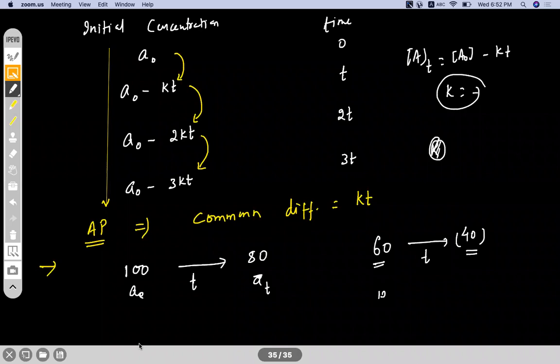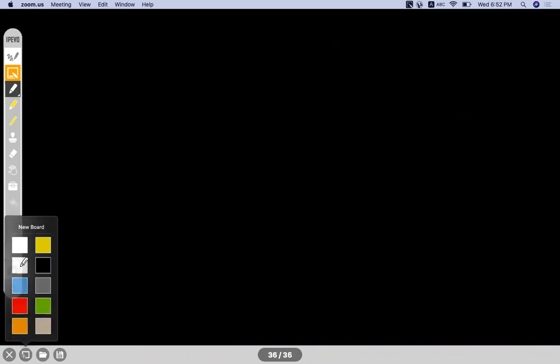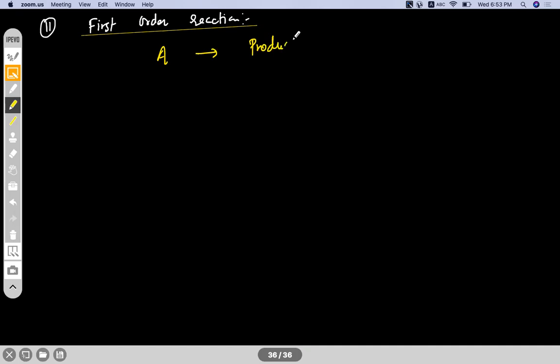So this is for zero order reaction. Similarly, we can derive the relation for first order reaction also. Second type of reaction, you write down, first order reaction. Again, same thing we have to do. Suppose a reaction we have, A gives product, and it is the first order reaction we are assuming, correct?